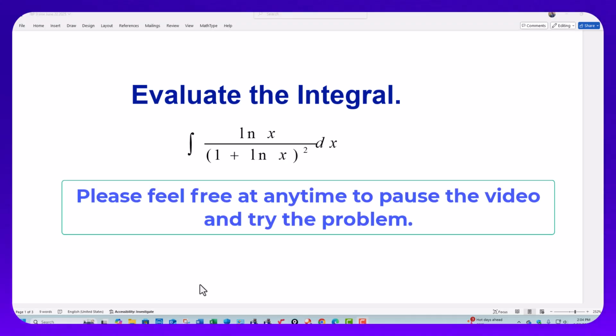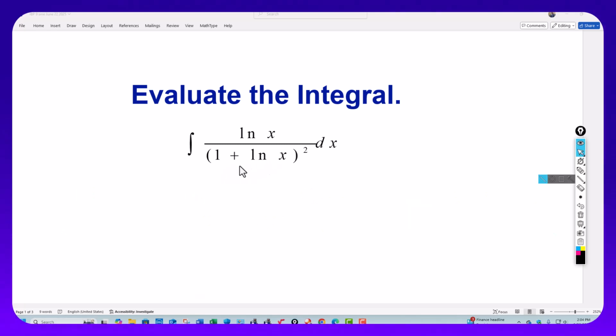In this video we have the integral of ln of x over 1 plus ln of x quantity squared. Substitution doesn't seem to be there at this point here. A lot of times when you have the ln of x involved, it's going to be integration by parts. So we want to find something that we can differentiate easily and something we can integrate.